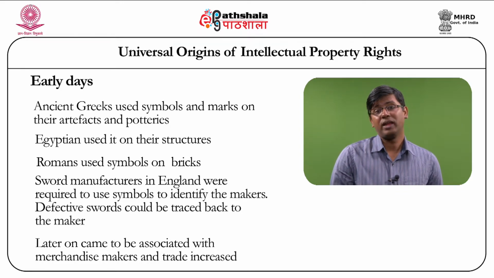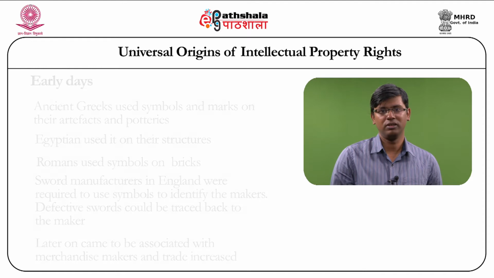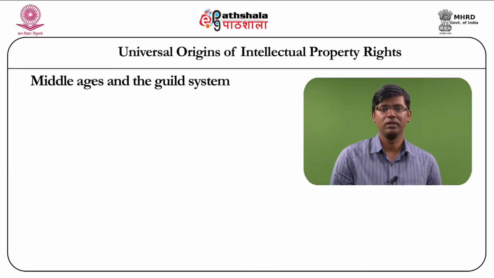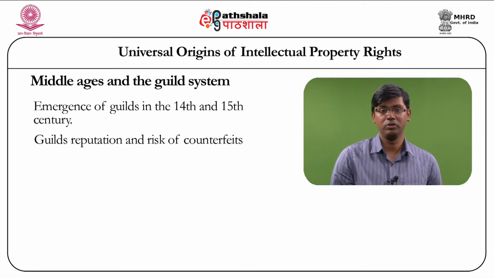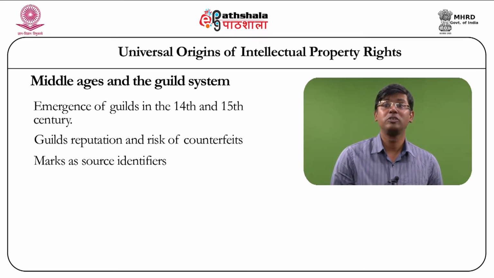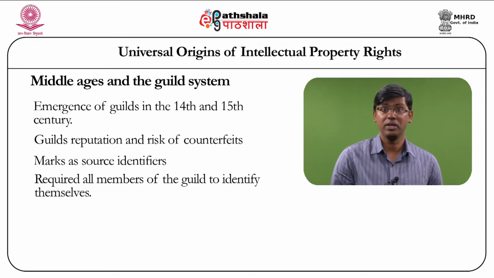Then the trademark system takes a turn in the Middle Ages when the guild system started. With the emergence of the guild system in the 14th and 15th century, the guilds were always concerned about the risk of counterfeits and the impact it has on their reputation. So they insisted on all the members of the guilds to use marks, and these marks would act as source identifiers. That is basically who within the guild made these particular products. All the members of the guild were required to identify themselves.